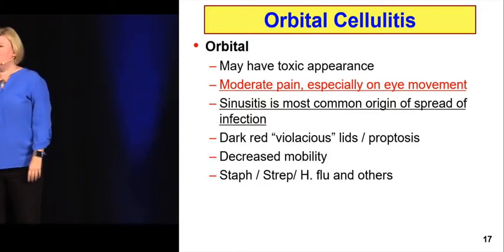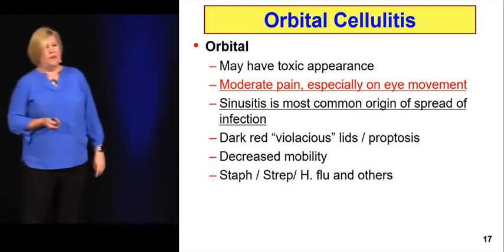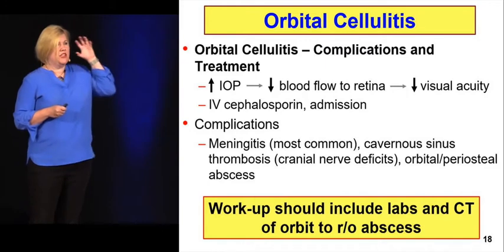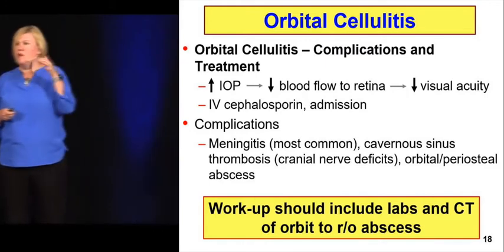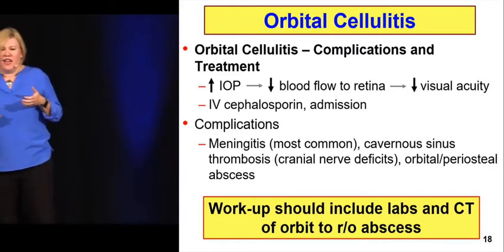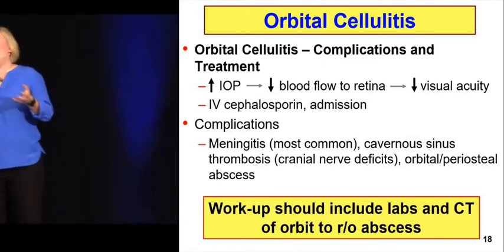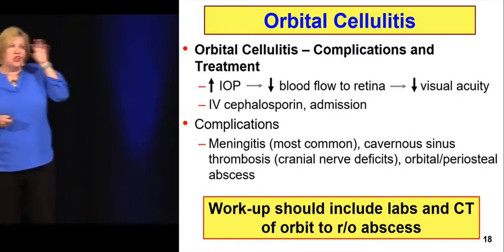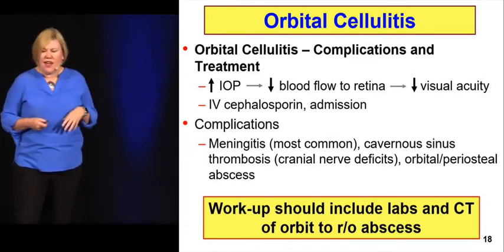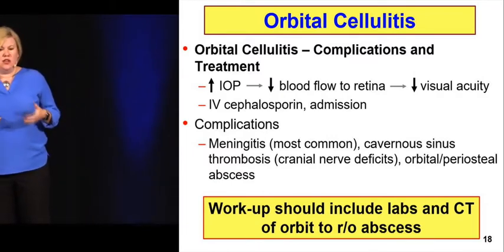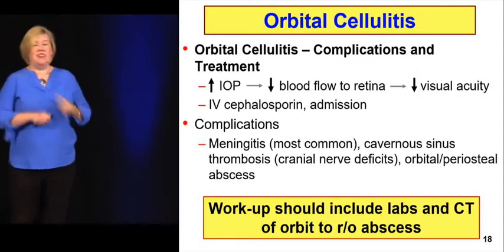Your bugs are staph and strep. You may have H. flu on that list as well. So again, as I mentioned, because of this closed compartment created by the orbital septum, orbital cellulitis really does have some serious complications that are at risk here. As you increase that intraocular pressure, you can decrease the blood flow to the retina, which can lead to decreased visual acuity.